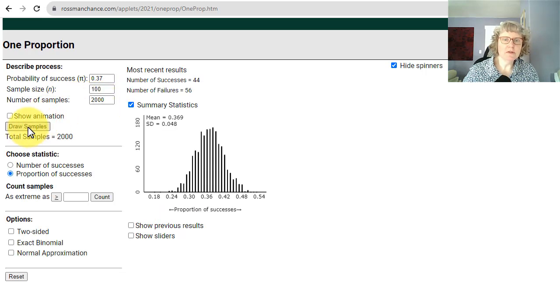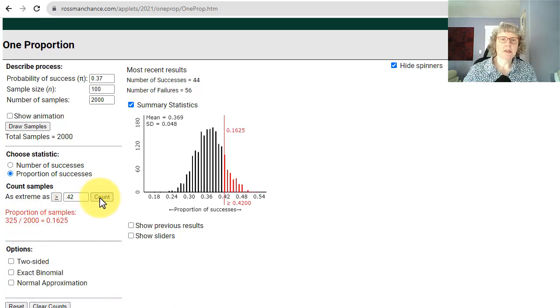So I'm going to hit draw samples. Voila, it does it just like that. Okay, and now our counting is on the left. So we want as extreme as, we want greater than or equal to, this one has symbols, greater than or equal to 0.42. I'm going to hit count. And similar to the other one, because the other app was Rossmann Chance also, it shows highlights in red and gives you a red line at that dividing point. So that 0.42, to the right of that is red.